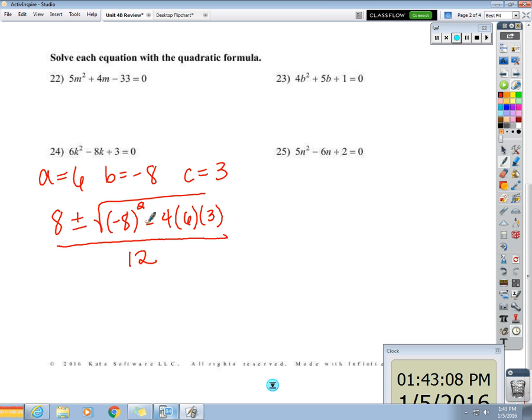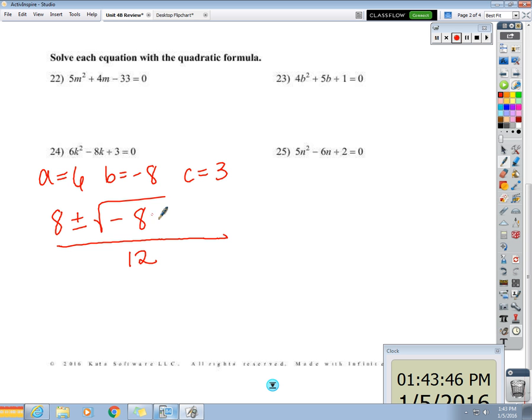Okay, now go ahead and simplify what's under the radical. Type in negative 8 squared minus 4 times 6 times 3. And guys, the parentheses are very important. If I write them, you need to type them. Okay, I'm hearing most of you say that you got negative 8, which is correct.